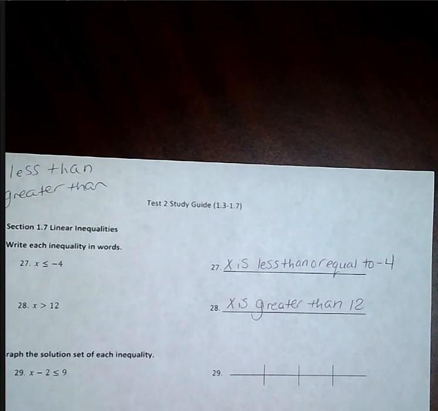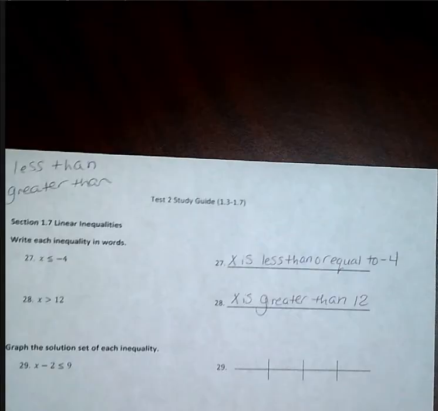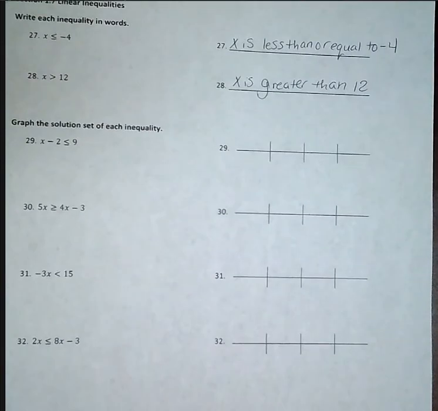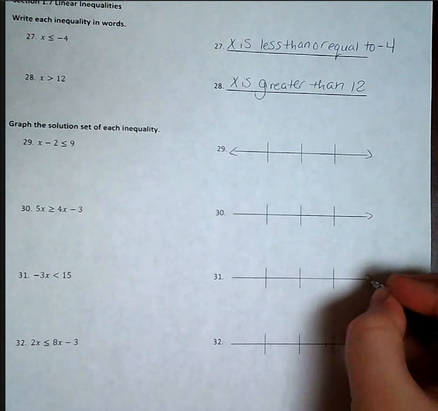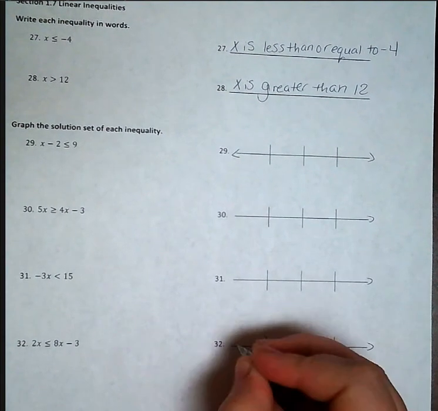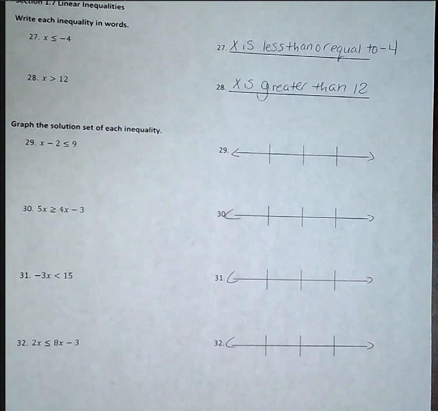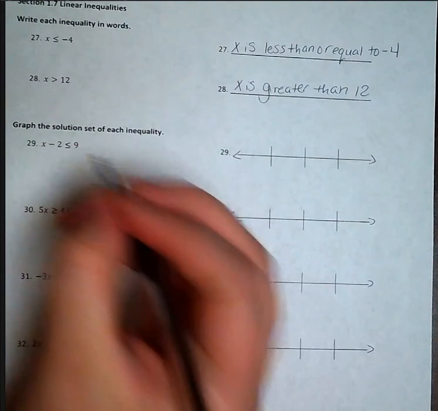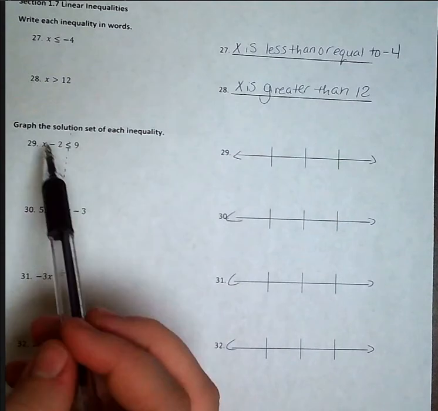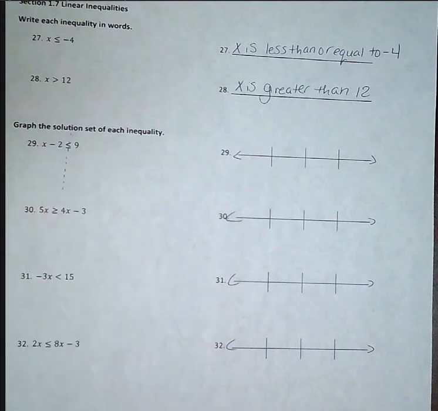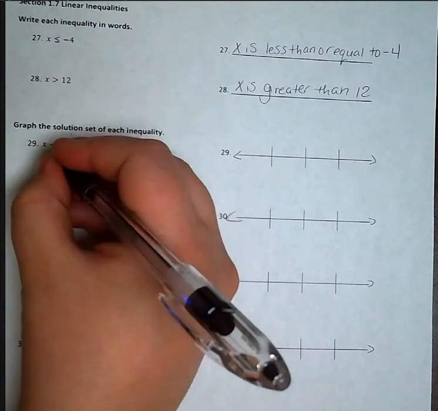So now graph the solution set of each inequality. Remember, if x is not by itself, you have got to get it by itself before you can graph, okay? And just so y'all know, each of these on your test should have these arrows at the end because we're graphing these on a number line. So that means that the line is continuous, it's never ending. So on number 29, we've got to get the x by itself. Remember, we discussed that we could imagine as if this was an equal sign. We're not going to change it, but just imagine if it was an equal sign. And we're going to get that x by itself by adding 2.